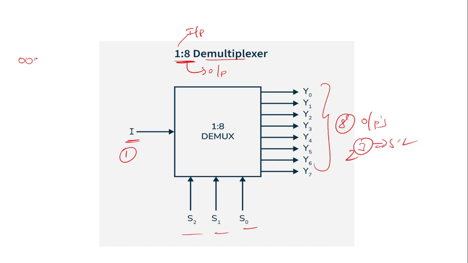If the select line is 0, 0, 0, then the input is presented at Y0. Other values become 0. If the select line is 0, 0, 1, then the input is presented at output Y1. The remaining bits are going to be 0, meaning Y0, Y2, Y3 and so on up to Y7. Like that, at every different combination of select lines, the input is presented at one of the outputs and all remaining outputs are going to be 0. Like that, this demultiplexer works.